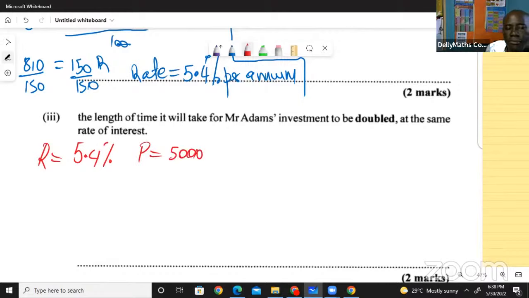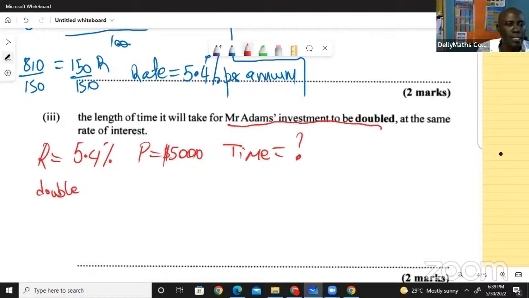There are many ways you could work that. I'm just writing out some information given to us here. All right. The time we don't know because they are asking for it. All right. Now, what we want to reason out is doubling of the money. Because the question says, what time will it take for Mr. Adams' investment to be doubled? So you would have to think about it and say, well, what would have caused the money to double? Because when you put down your money, it stays there unless something goes on it. And that thing is called interest.